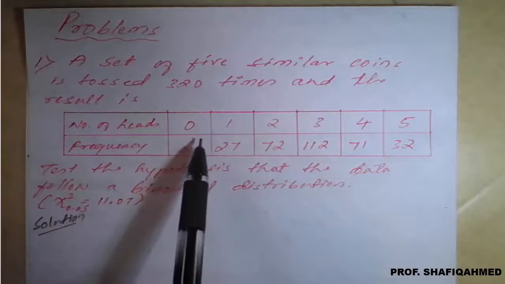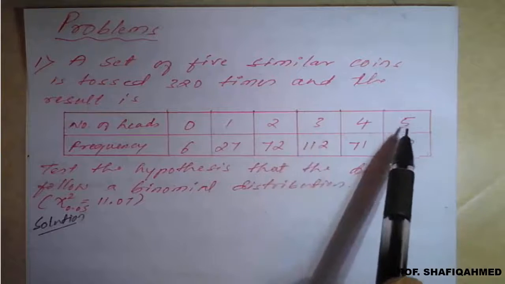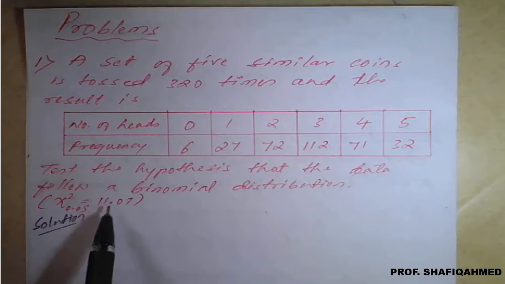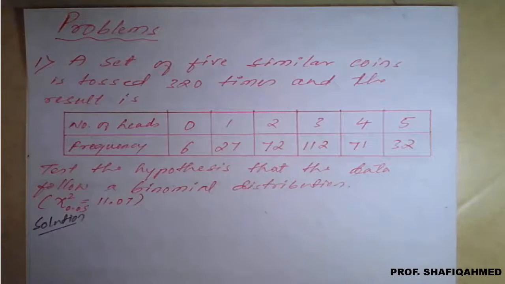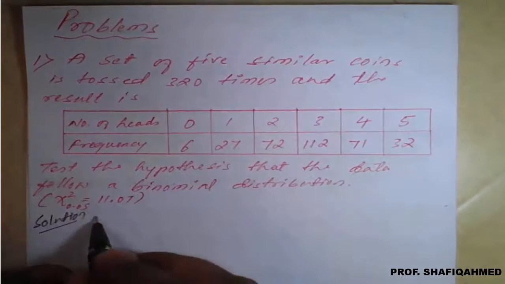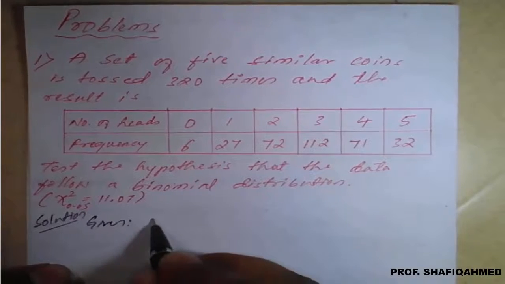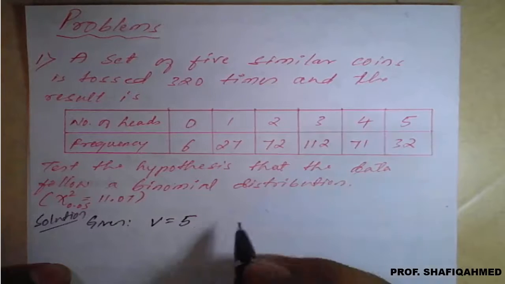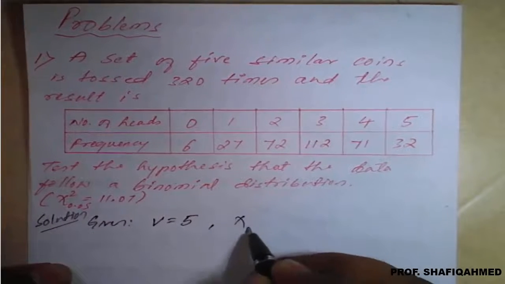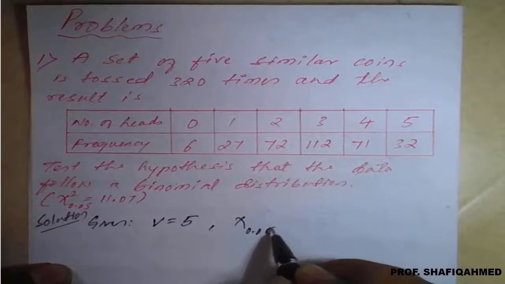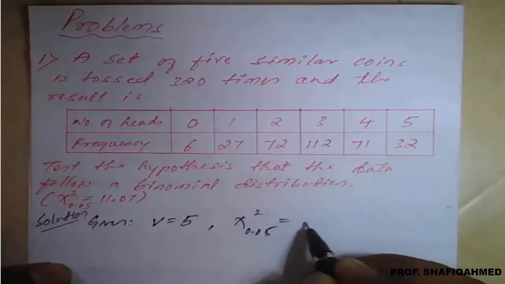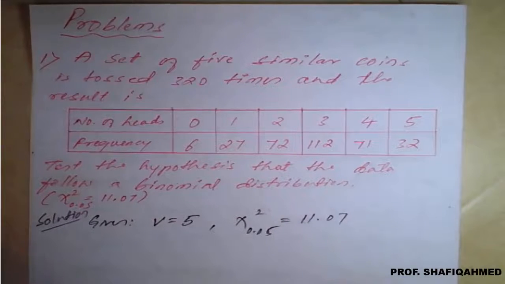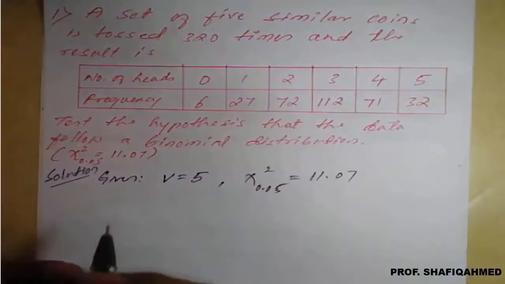Value of, just see, 1 2 3 4 5 6, so n is 6 here, so n minus 1 means chi-square of degree of freedom 5, it is 11.07 they have given. So therefore from the given, v stands for degree of freedom, which is 5. Next, they have given chi-square of 0.05 is 11.07.